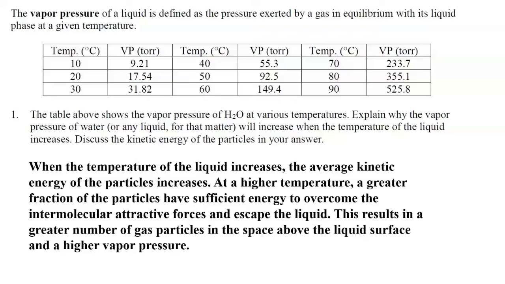So when the temperature of the liquid increases, the average kinetic energy of the particles increases. At a higher temperature, a greater fraction of the particles have sufficient energy to overcome the intermolecular attractive forces and escape the liquid. This results in a greater number of gas particles in the space above the liquid surface and a higher vapor pressure. So a higher temperature, higher kinetic energy, and then higher vapor pressure.